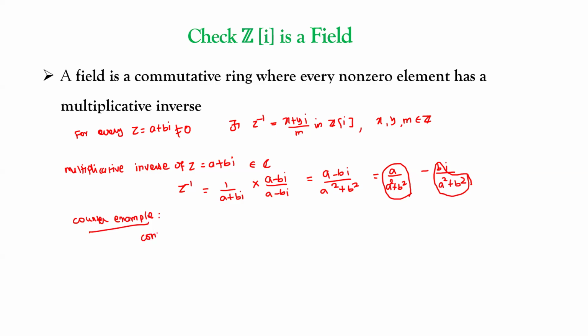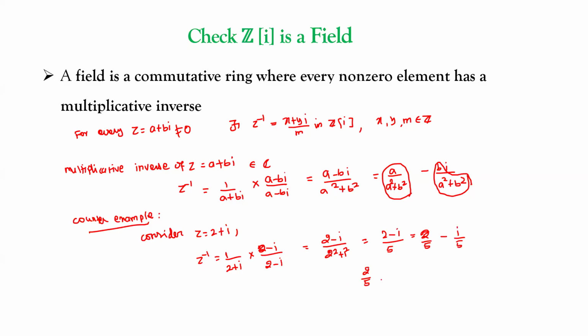Consider Z is equal to 2 plus I. Its inverse 1 by 2 plus I. Multiply and divide by its complex conjugate 2 minus I divided by 2 minus I, which is 2 minus I divided by 2 square plus 1 square, which is 2 minus I divided by 5. This can be written as 2 by 5 minus I by 5. Here 2 by 5 and 1 by 5 are not integers.